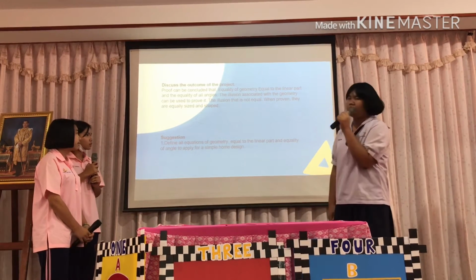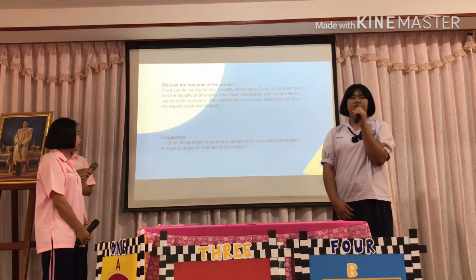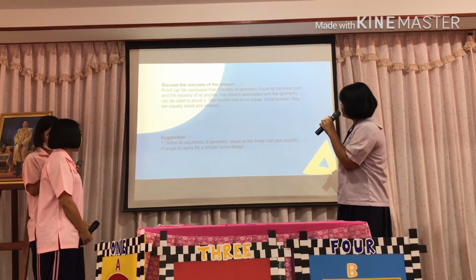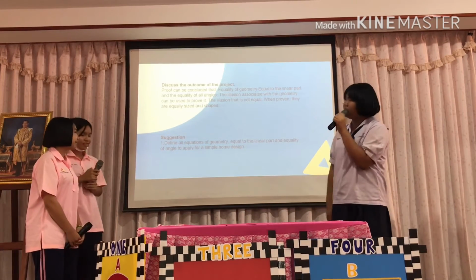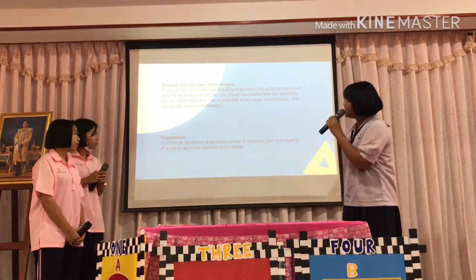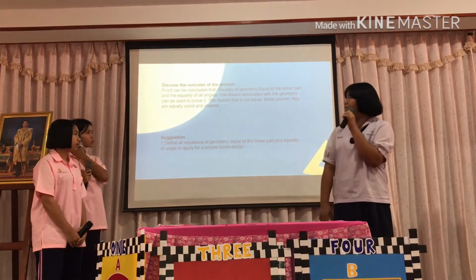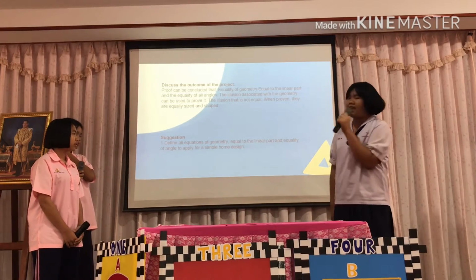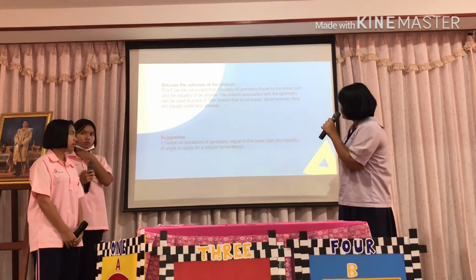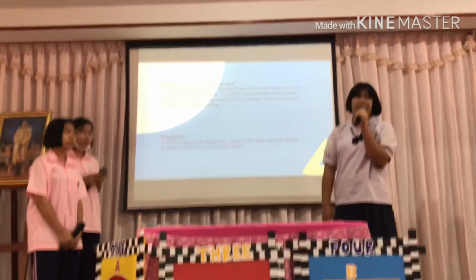It can be concluded that equality of geometry is equal to the linear path and the equality of all angles. The illusion associated with geometry can be used to prove it. For the illusions that are not equal, when proven, there are differences in size and shape. You understand?